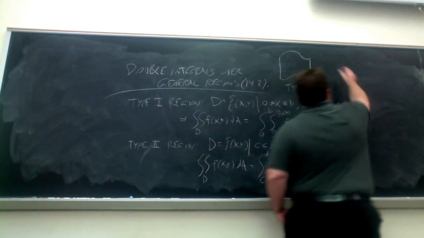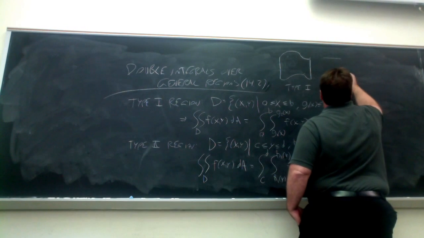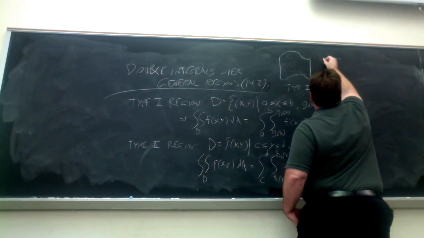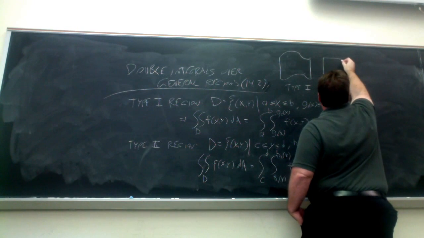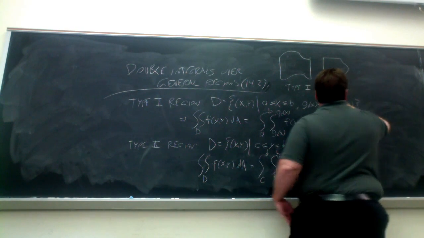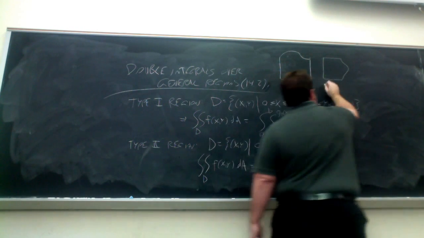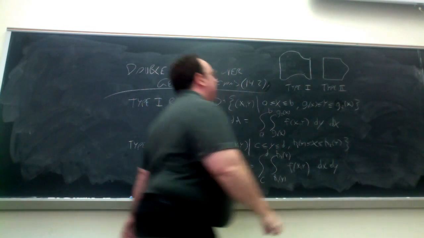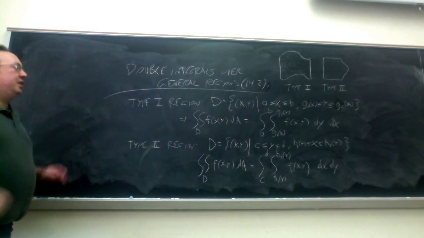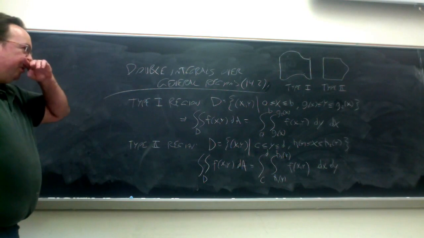And then type 2 would just be the opposite. If you have horizontal boundaries for your top and bottom, it could be something like this. Maybe it could be a straight line for your left boundary, but it doesn't have to be. So this would be type 2. Okay, so you get the idea from the visual.